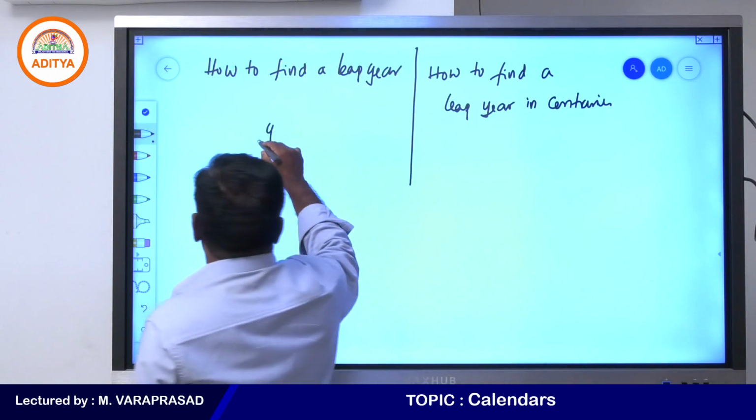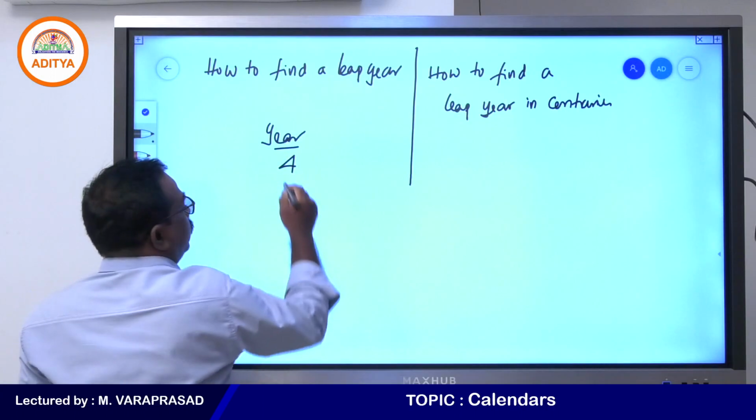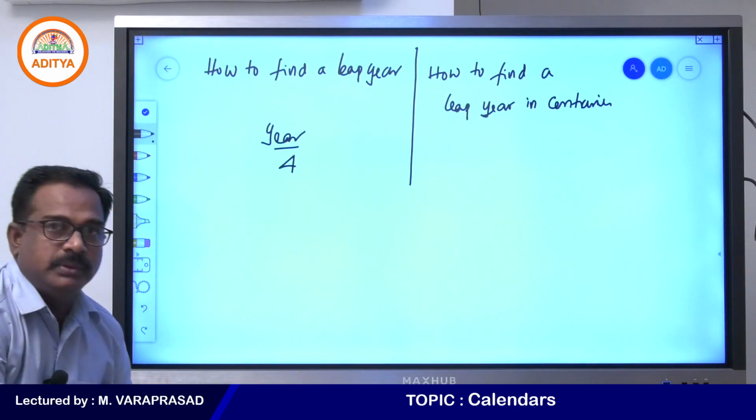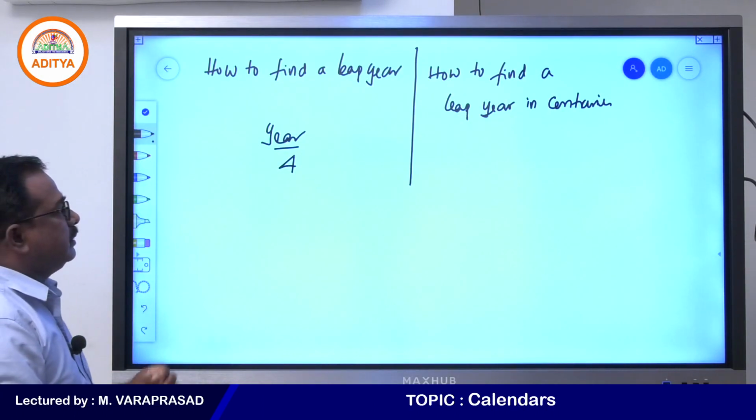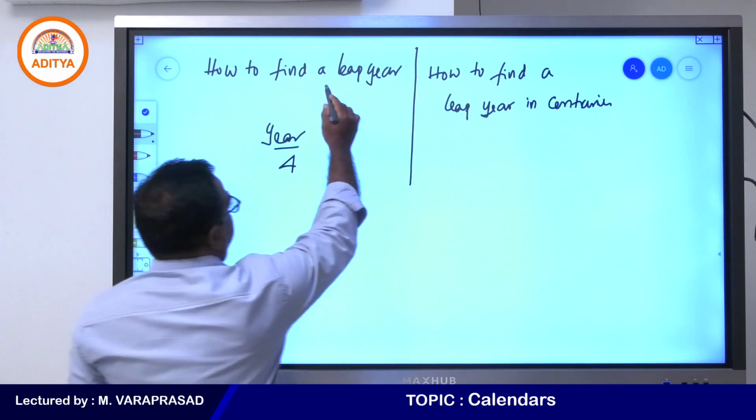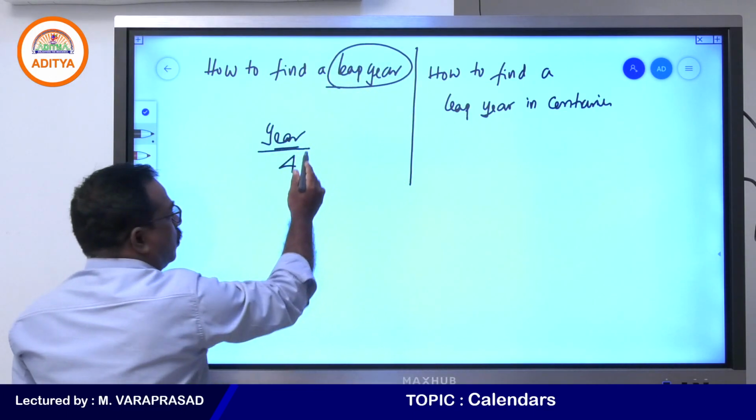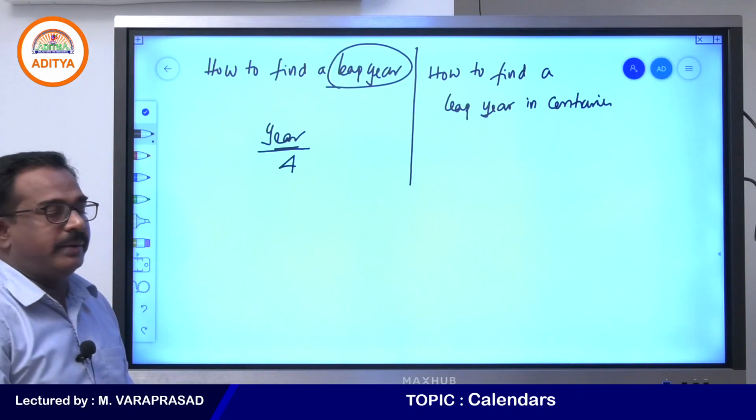Year should be divisible by 4. If you get the remainder 0, that is a leap year. Once again, a 5-minute revision of yesterday's class. How to find a leap year? Year should be divisible by 4. If you get the remainder 0, that is a leap year.